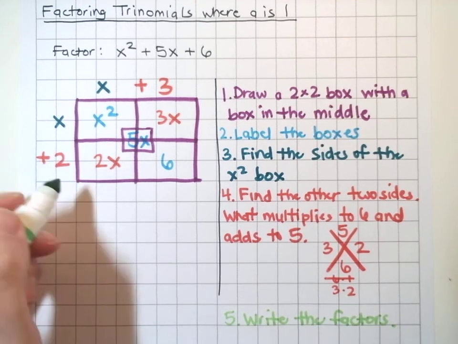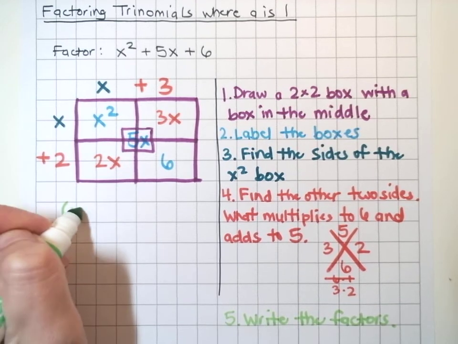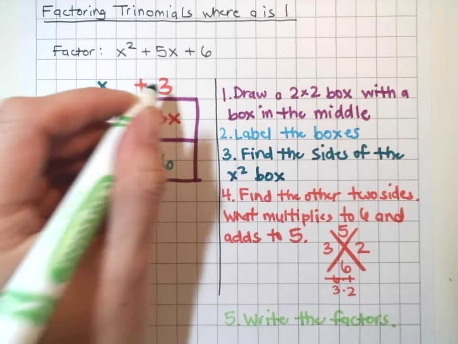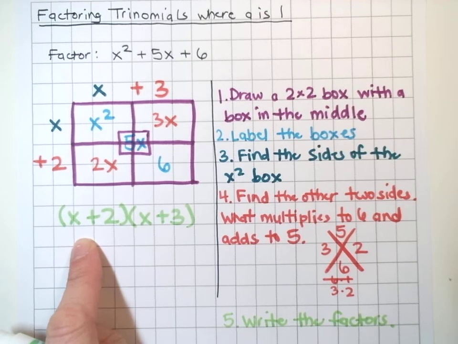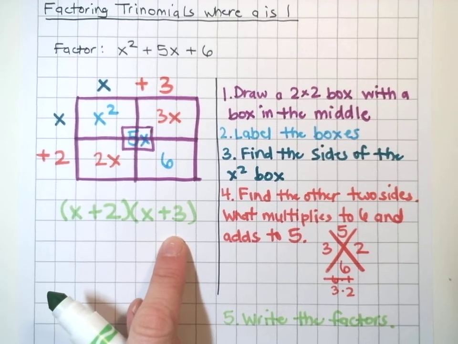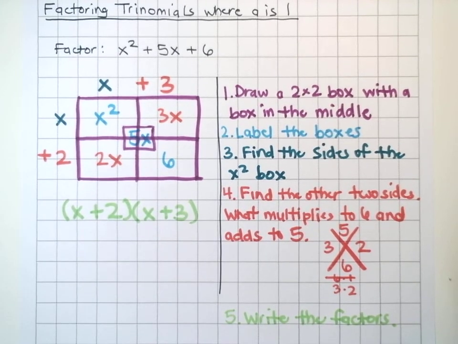So our first factor is x plus 2, and our second factor is x plus 3. And you could switch them. You could write the x plus 3 first and then the x plus 2. Doesn't matter the order.